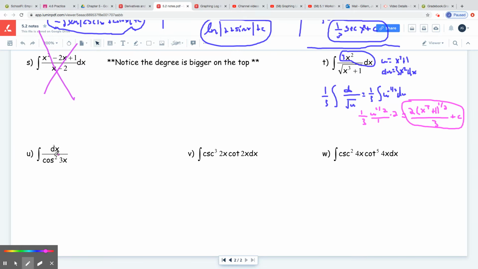What happens if you have a cosine on the bottom? Well, isn't cosine and secant together? So I could rewrite this as secant squared 3x. All right. So from there, go ahead and finish that.